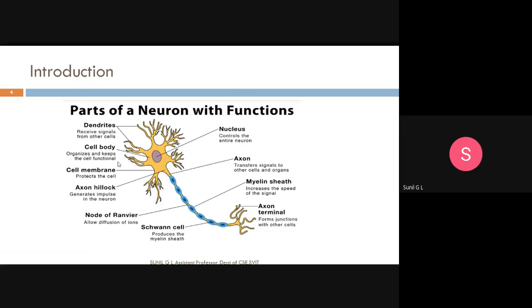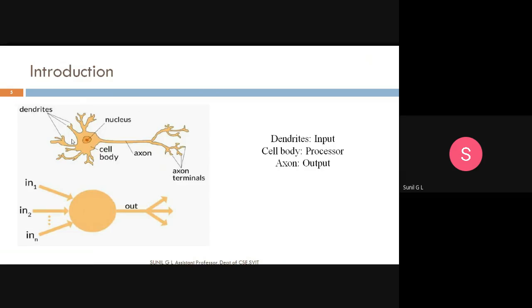The same thing is converted in our artificial neural network, where the neuron we call a perceptron. Here is a single neuron. The dendrites are nothing but inputs, the cell body is nothing but a processor, and the axon is the output. So we convert the dendrites, cell body, and axon into our artificial neuron: dendrites are input, cell body is processor, axon is output.